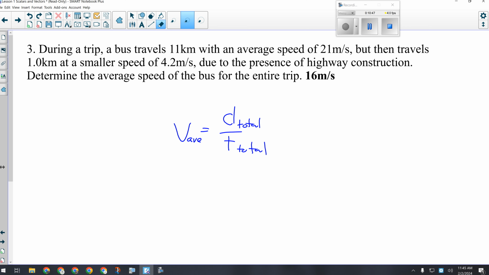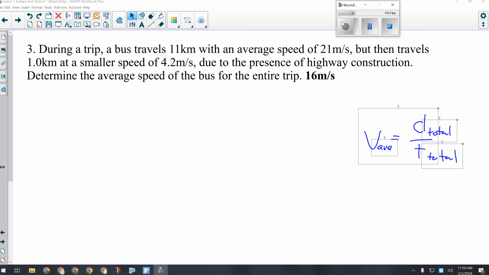Average speed is total distance over total time. So this question wants me to calculate the average speed. If I'm going to get average speed, I need two things: the total distance traveled by the object and the total time it takes to do that.